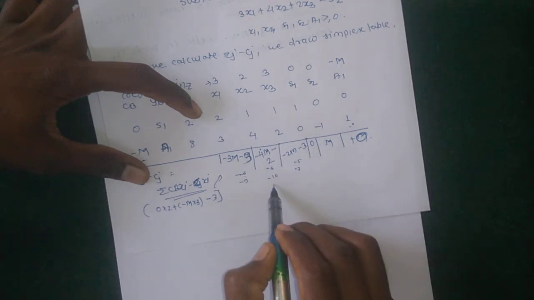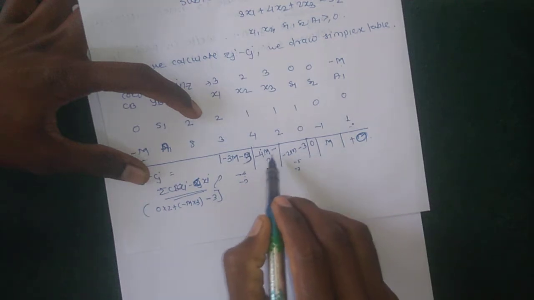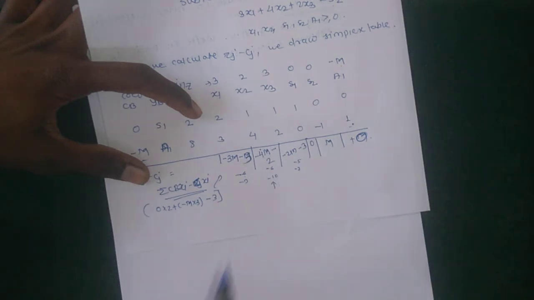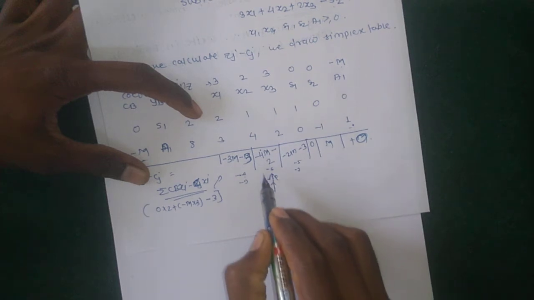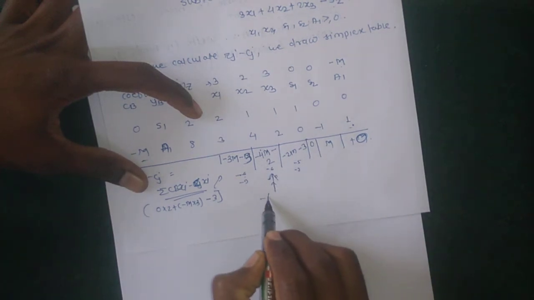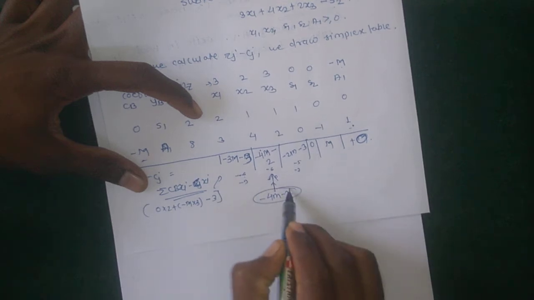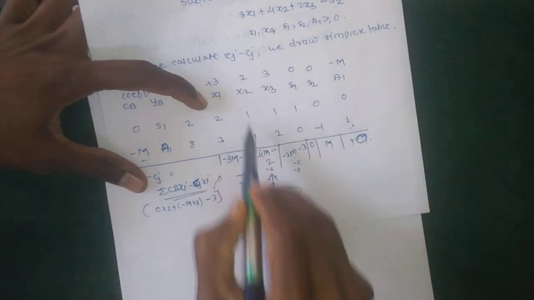So here minus 4M minus 2 is the most negative column. Therefore this is our most negative, and therefore our key column is the x2 column.